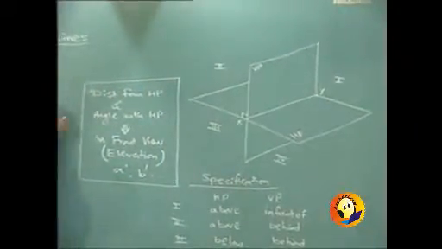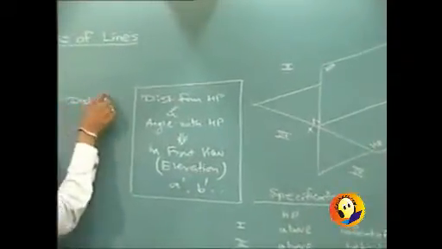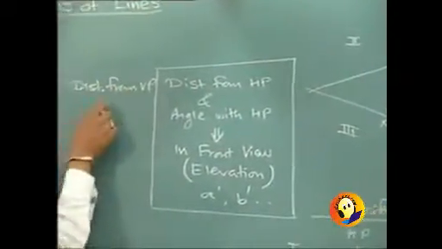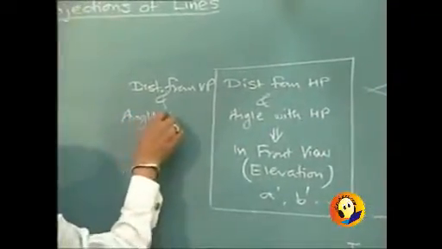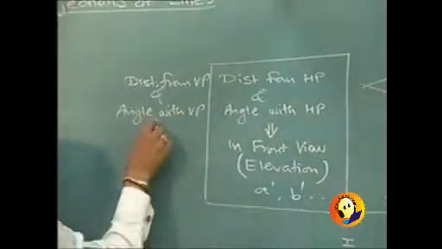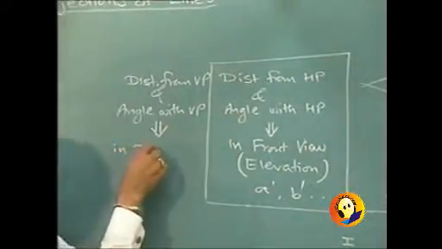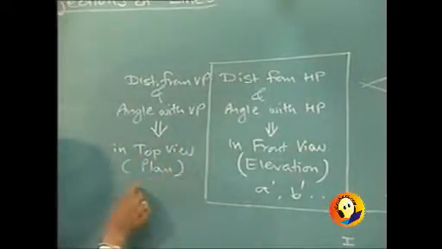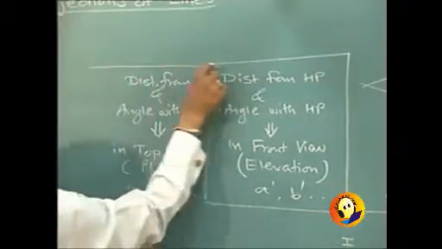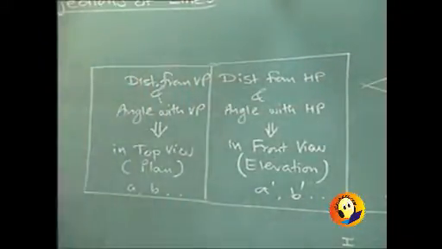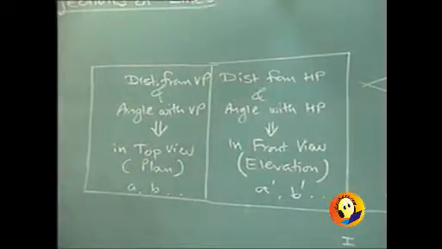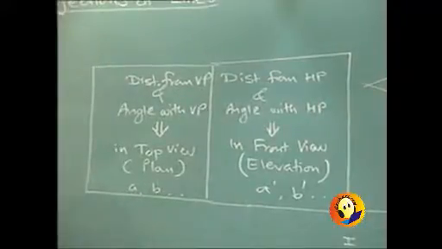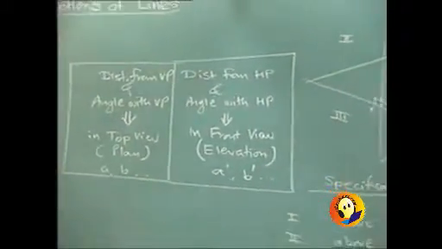Subsequently, we have another rule: distance from VP and angle with VP will always be shown in the top view, which is also called the plan and is shown as A, B, etc. This is a very simple and straightforward rule that you are required to remember.